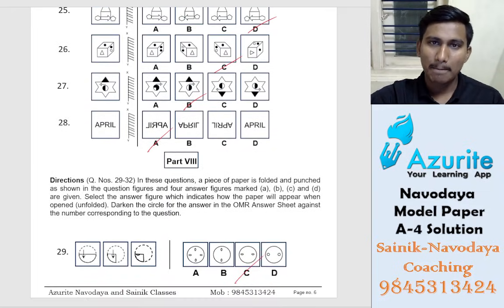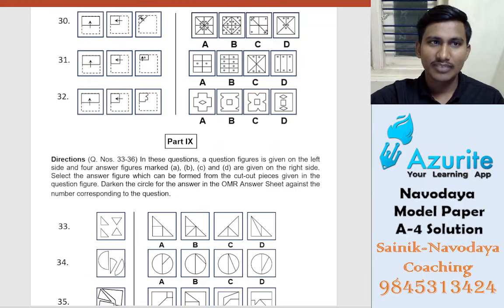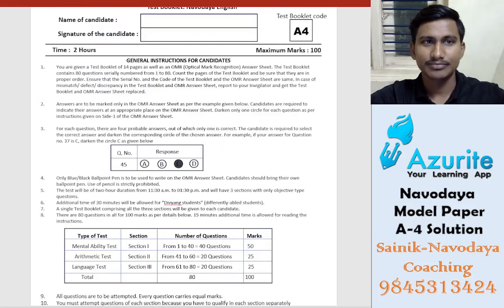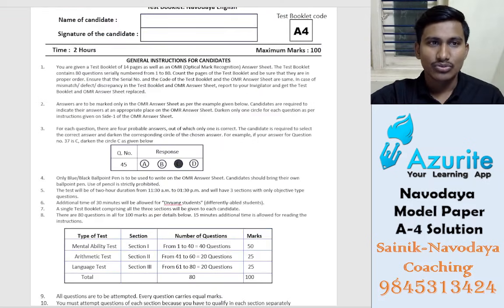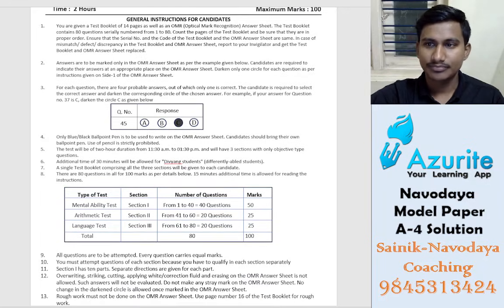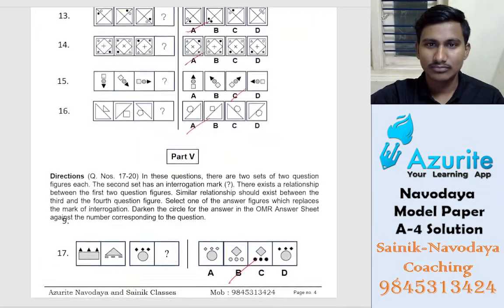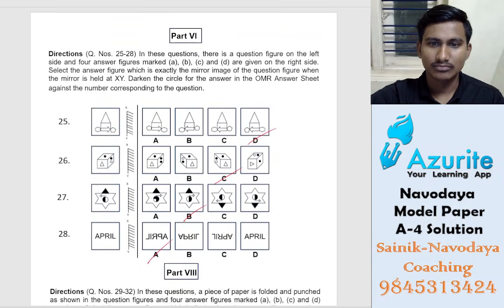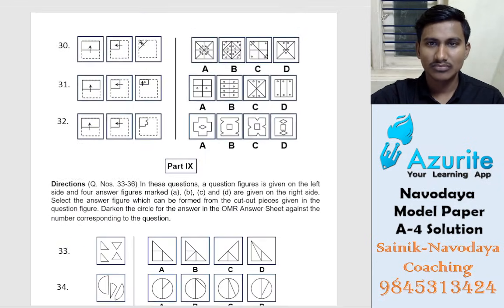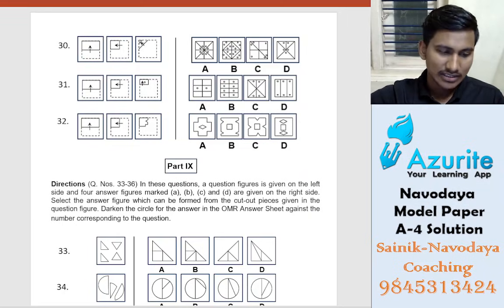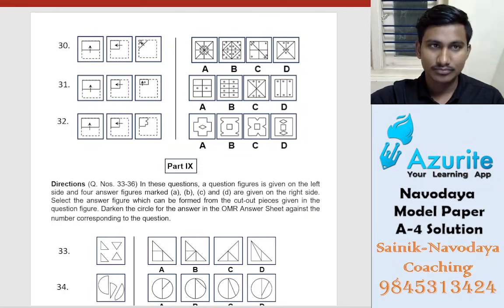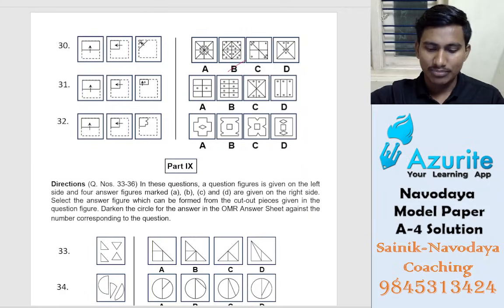C and then B, B, D, right? So here C, then C, B, B and D.